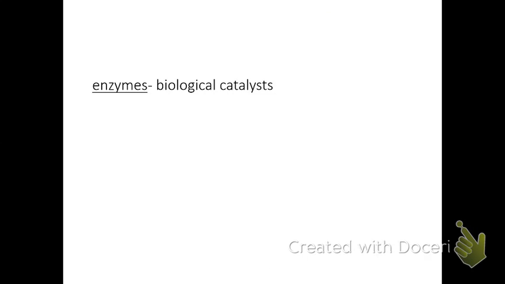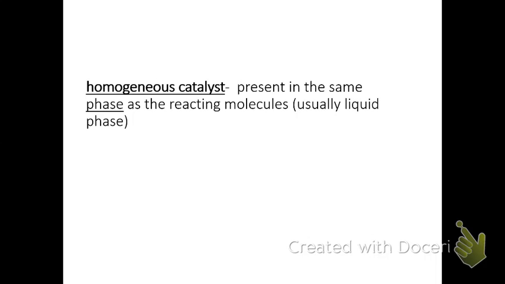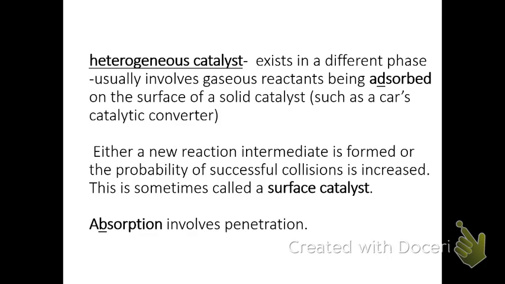Enzymes, of course, are biological catalysts. Homogeneous catalyst, of course, is present in the same phase as the reacting molecule. Usually we're talking about liquids. Heterogeneous or different usually involves gaseous reactants being adsorbed on the surface of a solid catalyst. And either a new reaction intermediate is formed or the probability is. We sometimes call these surface catalysts.